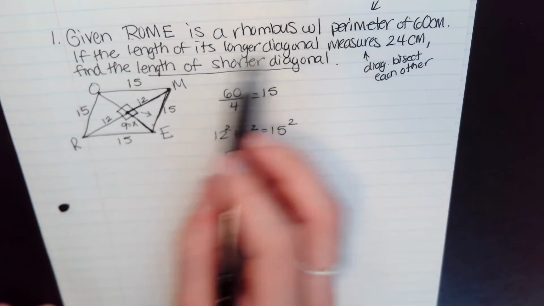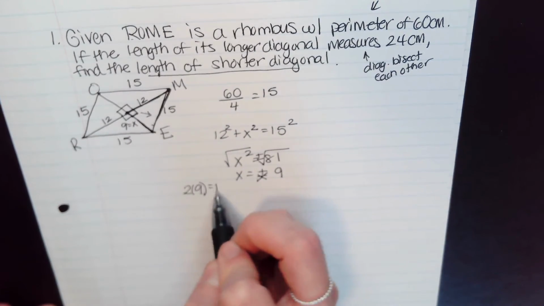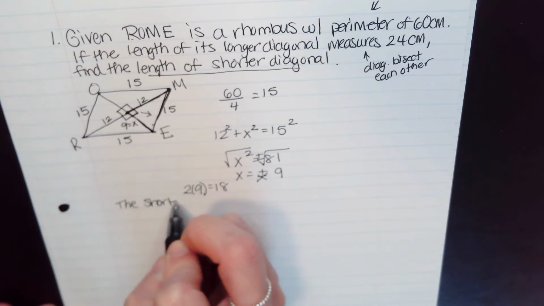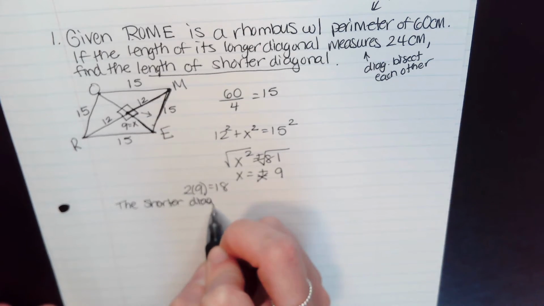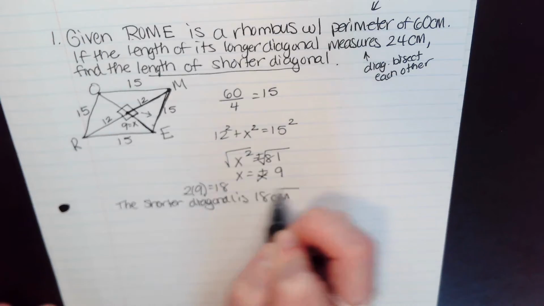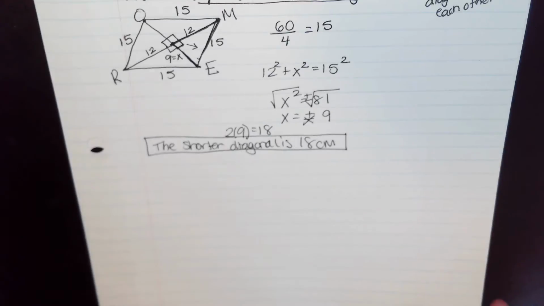We want to know the length of the entire short diagonal, so we'll do 2 times 9, which gives us 18. So the shorter diagonal is 18 centimeters. So a lot going on and a lot that you need to know to answer these questions.